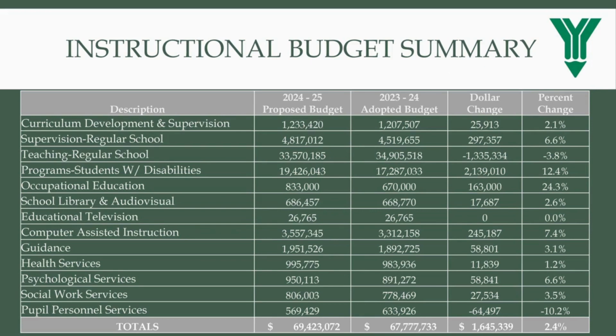Psychological services includes all psychologists district-wide, including a proposed psychologist for the FlexPath program. Social work services includes all social workers district-wide, and the pupil personnel services line includes the Office of the Director of PPS, including all related administrators and clerical staff. So overall, the summary shows that the program is increasing by 2.4%, a $1.6 million increase from last year's budget to this year's budget.